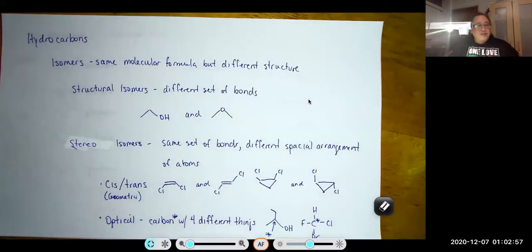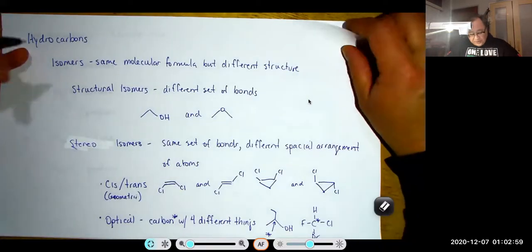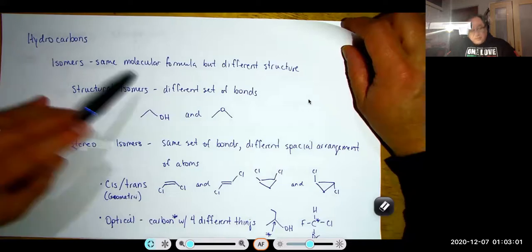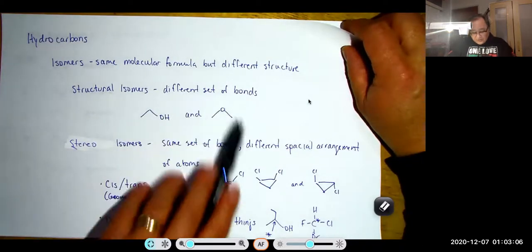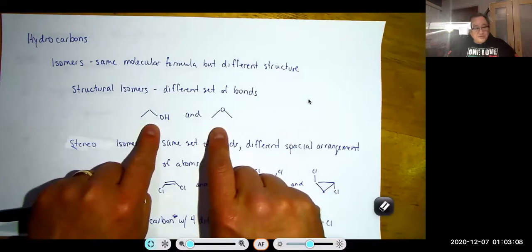So let's look at the isomer idea with hydrocarbons. Isomers have the same molecular formula with different structure. Structural isomers have a different set of bonds. So here's an example of 2 structural isomers.